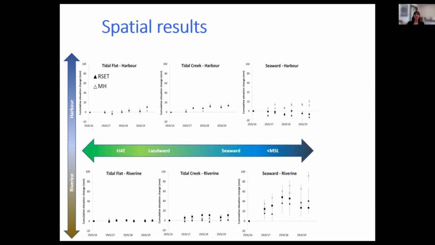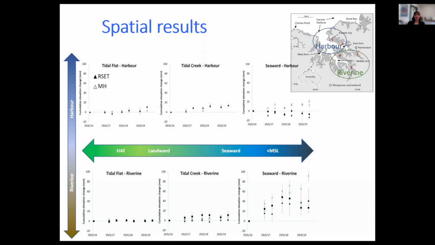The graphs show the marker horizons as open symbols, and this is our sedimentation rate, and they're higher than the rates of the overall surface elevation change, which is indicated by the black symbols, and that's from our RSETs. We're also seeing that riverine sites are receiving more sediment, thus more surface elevation, than our harbour sites.